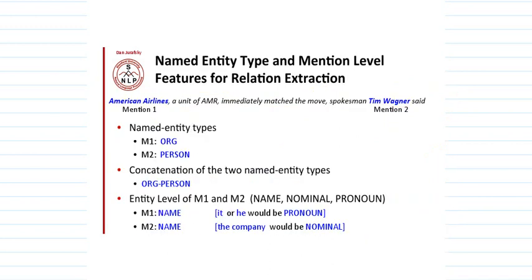We can have simpler kinds of features. One more feature specified here is whether M1 and M2 are also referred to by some other reference, like a nominal or a pronoun. We can also use these kinds of features if we see that these are present in some span of text.